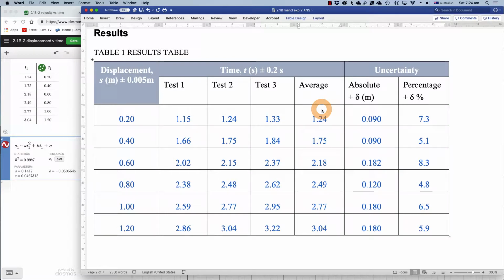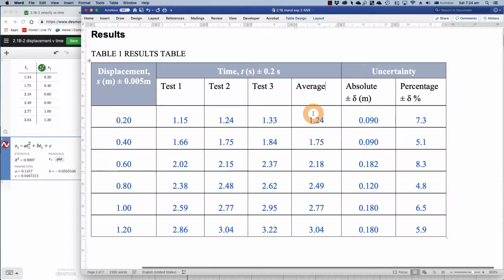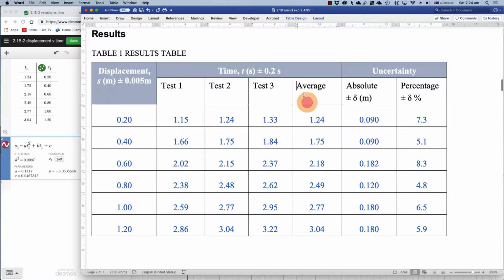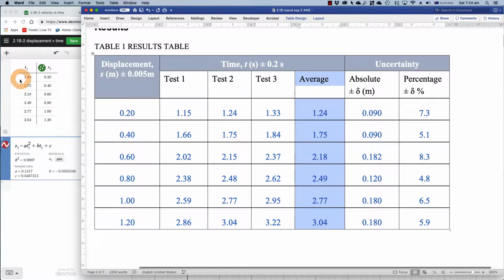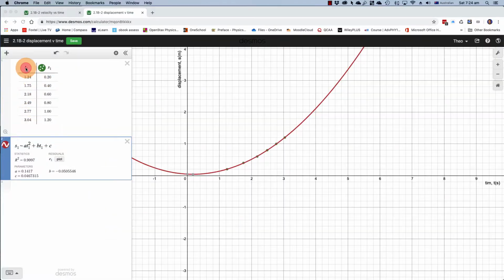So let's plot this data first. What I'm going to do here is plot a displacement versus time graph. My time will go on the x-axis, so this is my average time taken, from the average of these three trials. That will go into the time part of the table.